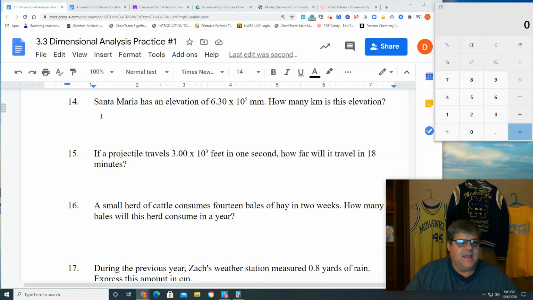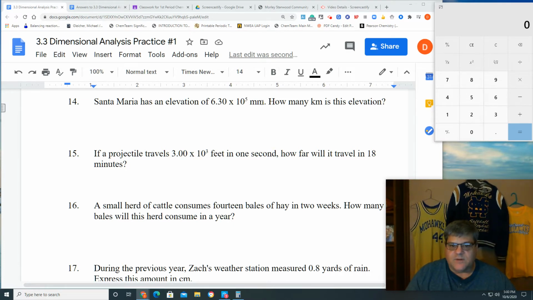Hey guys, question number 14 now. So we're still with that 3.3 dimensional analysis, practice sheet number 1, but it's question 14. So it reads, Santa Maria has an elevation of 6.30 times 10 to the 5th millimeters. How many kilometers is this?